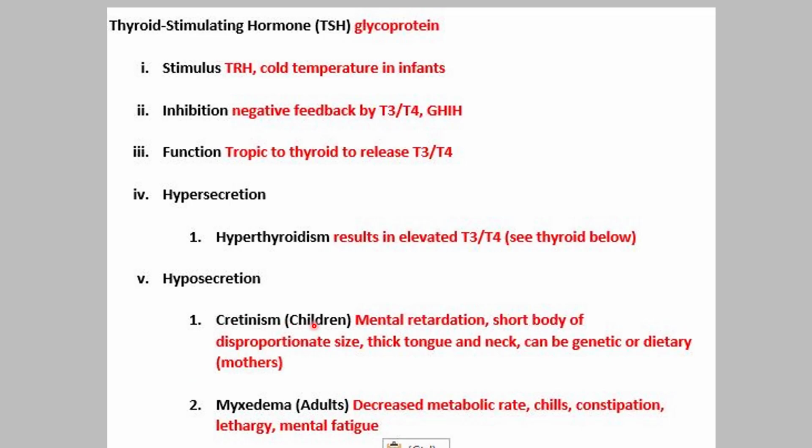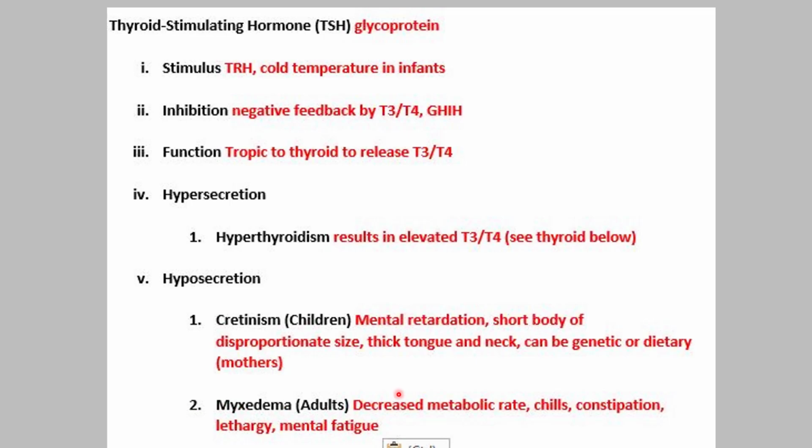Now, cretinism is not just because of low TSH. It's because of low T3, T4. But the low T3, T4 is because of low TSH. Also, myxedema in adults. We talked about myxedema in the thyroid gland. So if you have hypothyroidism and myxedema, we get decreased metabolic rate, chills, constipation, lethargy, and mental fatigue. All of this also is because of low T3, T4.